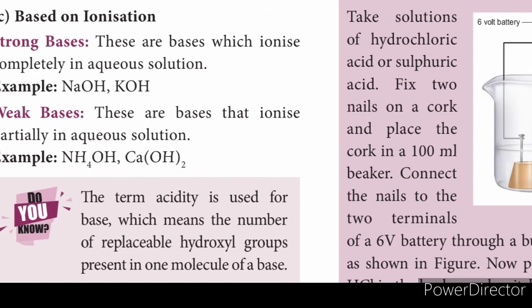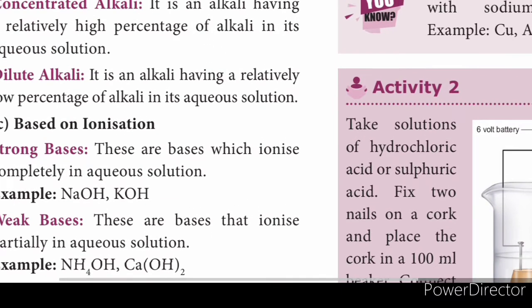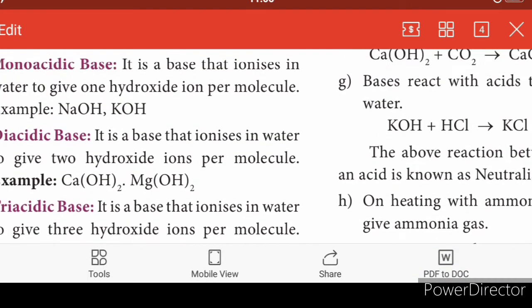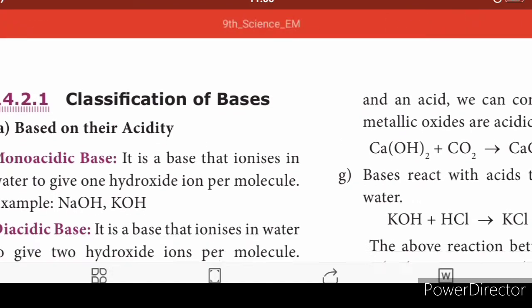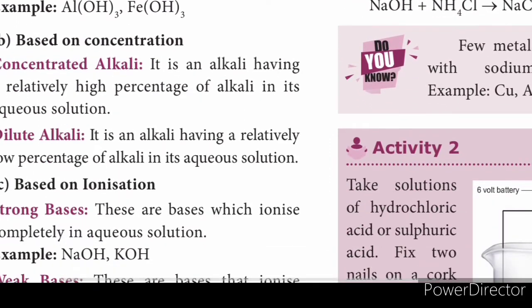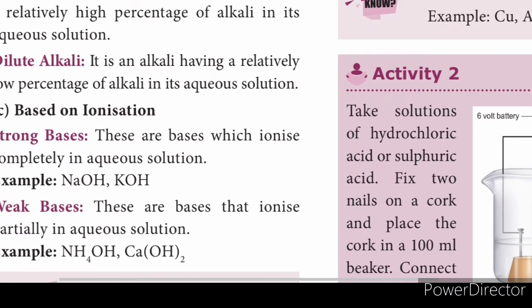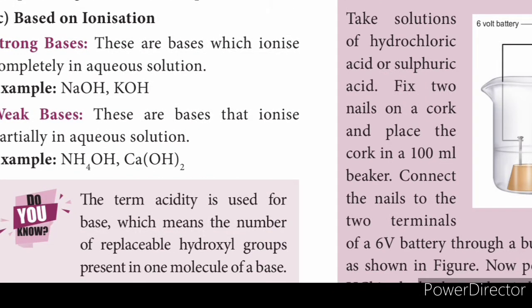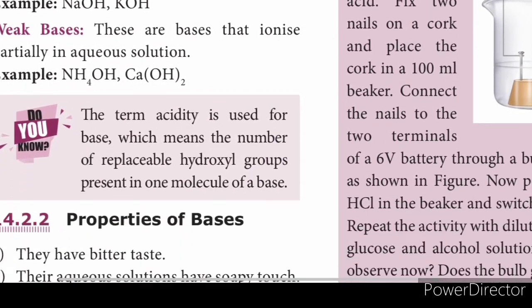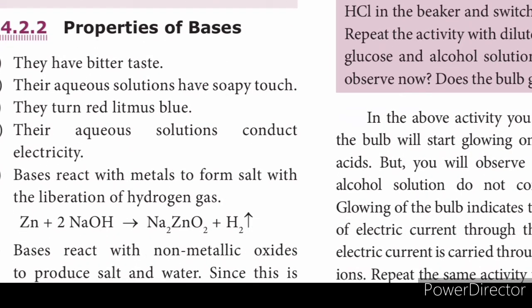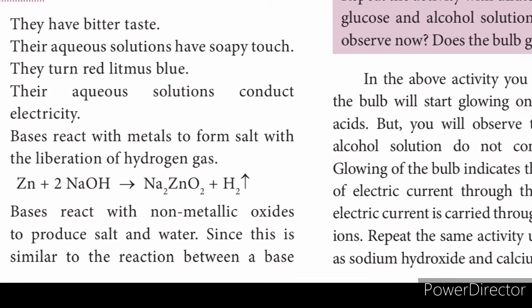What classifications of bases have we seen now? We have seen three classifications. One is based on acidity, which contains monoacidic base, diacidic base and triacidic base. The second is based on concentration: concentrated alkali and dilute alkali. The third is based on ionization: strong base and weak base. The next topic is properties of bases.